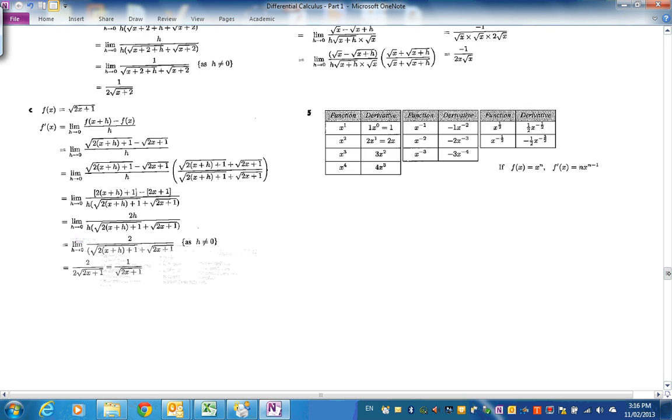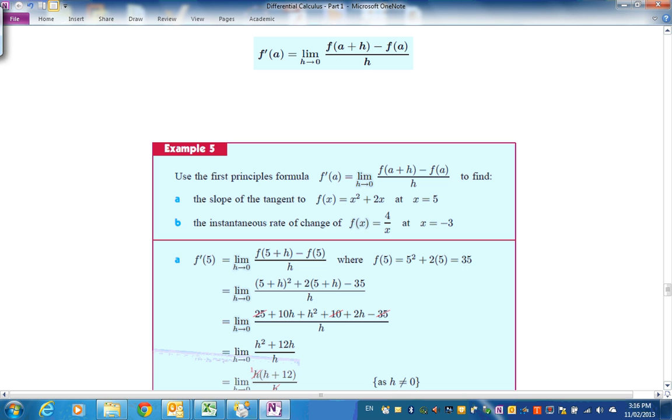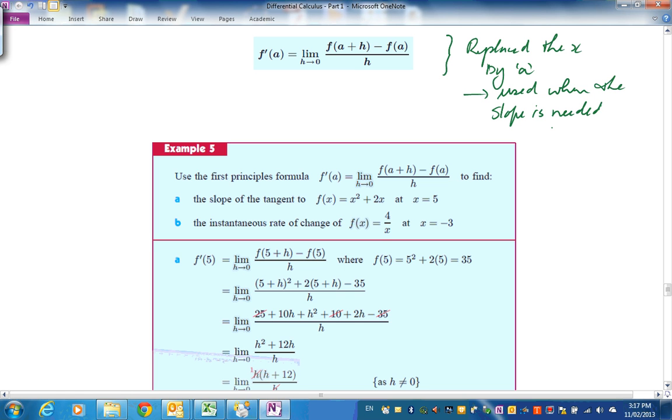All right, I'm going to go on now, and I'm going to give you a modified version of that x plus h. Can you see what we're doing here? We have replaced the x by a. Now, this is a shorthand. This is to be used when you want to find the slope, when the slope is needed just at a point, just at one x value, just at one x value.